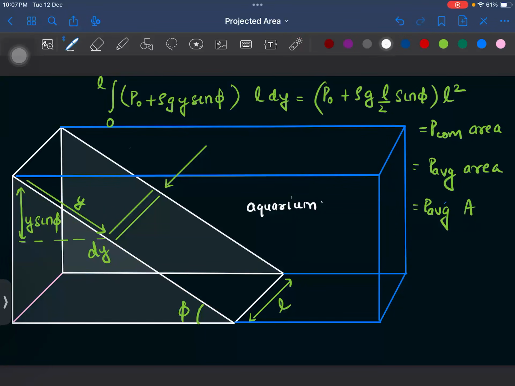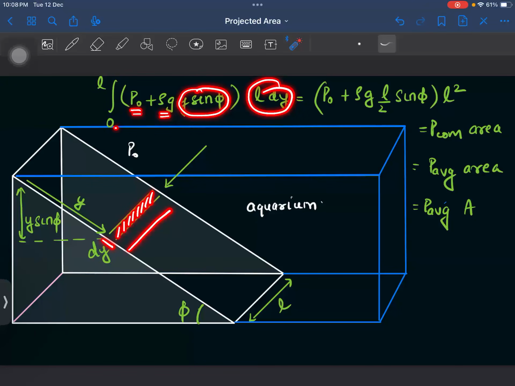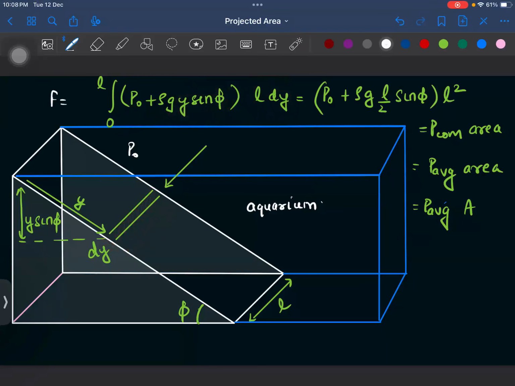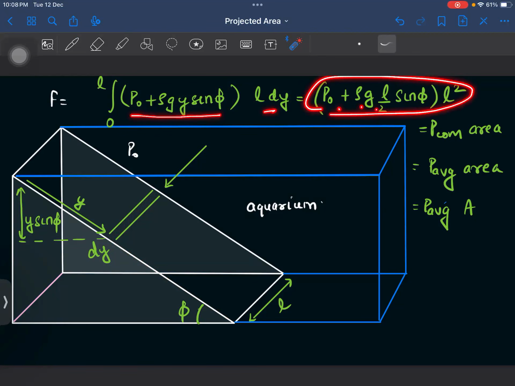Now, dear students, if the pressure at the surface is P naught, then the pressure at this strip will depend on the vertical depth, which is, if this distance is y, this is y sine phi. So the pressure here is P naught plus rho g y sine phi. If we multiply it by the area of this strip, which will be nothing but L into dy, we get the force. So this is the force. And by integrating it from 0 to L, that is along this length, we get the net force. Now on integrating, we get this result, which will be P naught plus rho g L by 2 into L square.